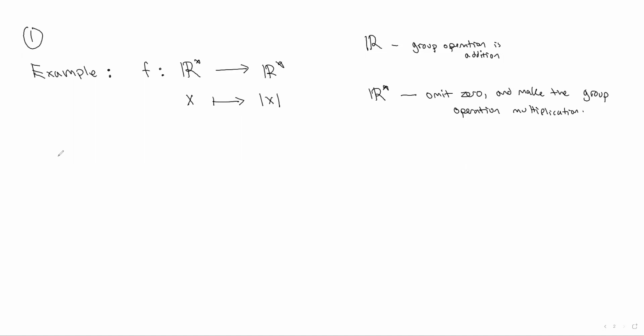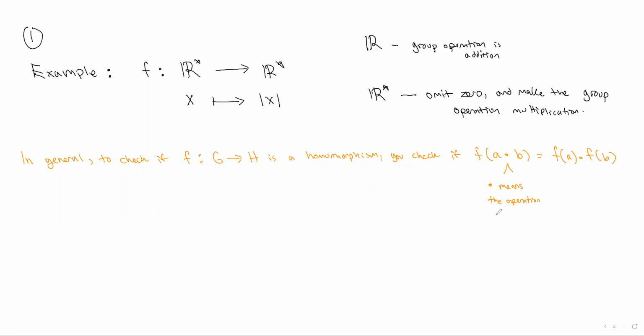Recall that in general, to check if F from G to H is a homomorphism, you check if F of A times B equals F of A times F of B. Note that here times means the operation in G, whereas on the right-hand side, it means the operation in H.